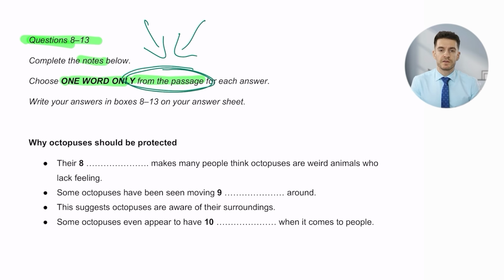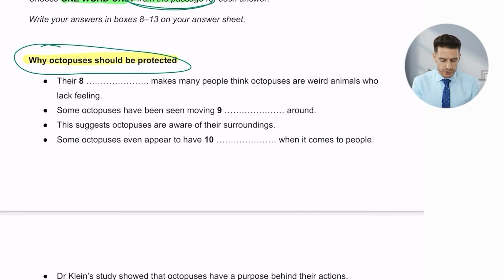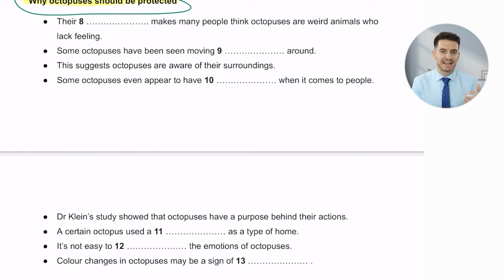Now, there are 2 important things that you should do when you're doing note completion questions. The first one is you should read the heading because the heading is going to tell you where the information will be located. So this one is talking about why octopuses should be protected, and we'll have a look at where that's located in just a second. The next thing you should do is try to predict the answers if you have time. So for example, this one here says there something makes. Well, after there, you would probably have a noun. So for example, their water, their cat.